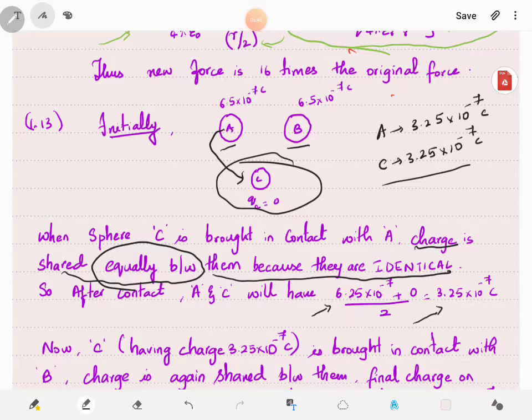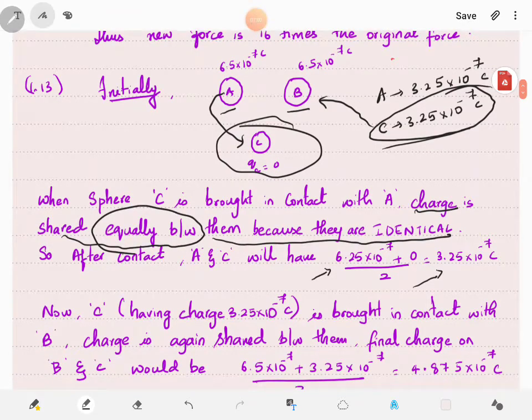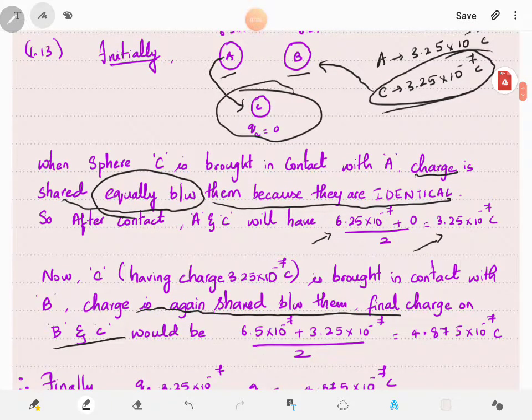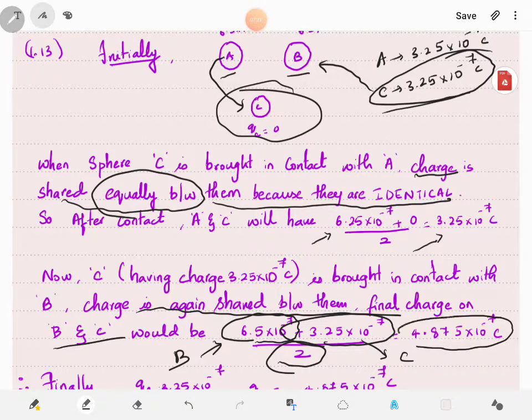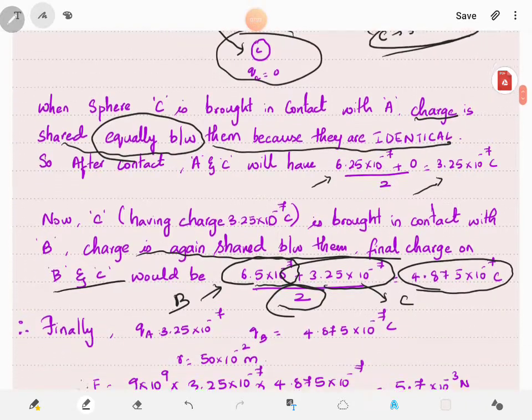Now the next question reads, C is brought in contact with B. That means C is already having a charge of 3.25 into 10 power minus 7 Coulomb. Now this is brought in contact with B. What happens again? Charges are again shared. How are they shared? They are shared equally, right? So further, what do we have? It would be 6.5 into 10 power minus 7 Coulomb, which is the charge on B, and 3.25 into 10 power minus 7 Coulomb is the charge on C. So divided by 2, we get the final charge on B and C is going to be 4.875 into 10 power minus 7 Coulomb.